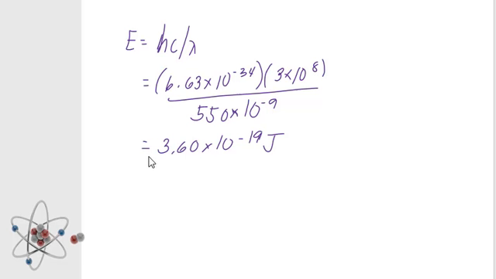Okay. So this is the amount of energy if you have a light having a wavelength of 550 nanometers. But let's convert it again to electron volts. So let's divide it by 1.6 times 10 to negative 19. So the equivalent would be 2.25 electron volts.